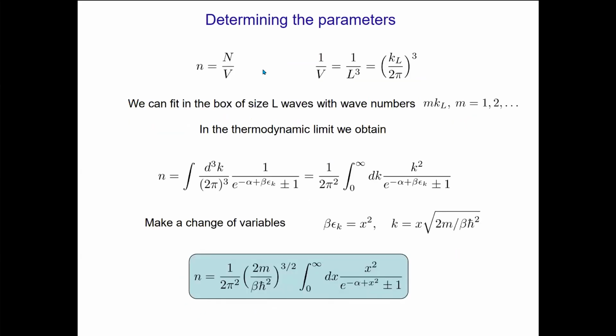Okay. Now, let me remind you that when we have a quantum mechanical system, for example, a particle in a box, if you have N particles in the box of volume V, then we introduce a density, a small n. Okay, and assuming that volume V is say a cube of size L, we can write it as 1 over L cubed, and we can write it in terms of the wave numbers corresponding to the linear size L.